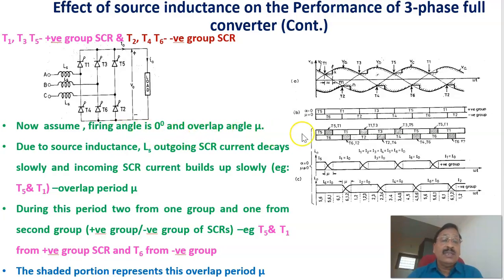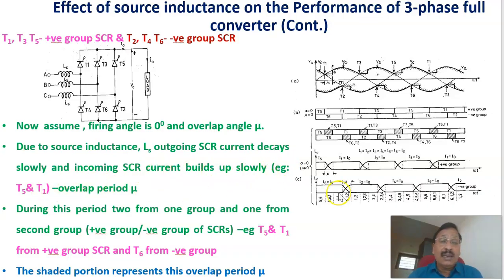Now the next case we are considering is the firing angle equal to 0, but there is an overlap angle mu, here it is. Due to the source inductance, the outgoing SCR current decays. As an example, T1 is fired, but that is the incoming SCR. T5 is the outgoing SCR. Therefore, T1 and T5 will be conducting at the same time from the positive group. T6 will be from the negative group. Therefore, the outgoing SCR current decays slowly and the incoming SCR current builds up slowly.